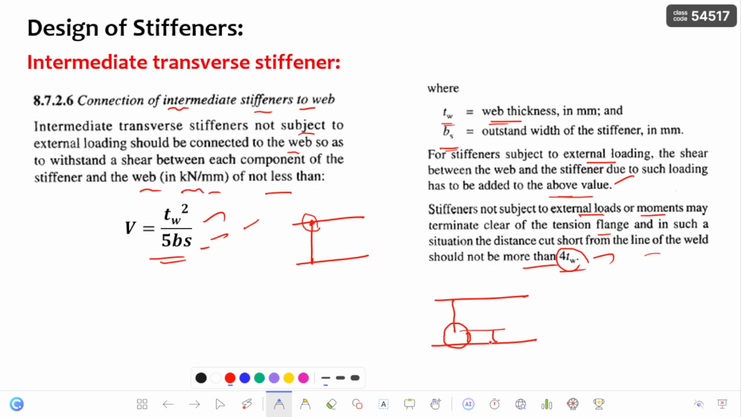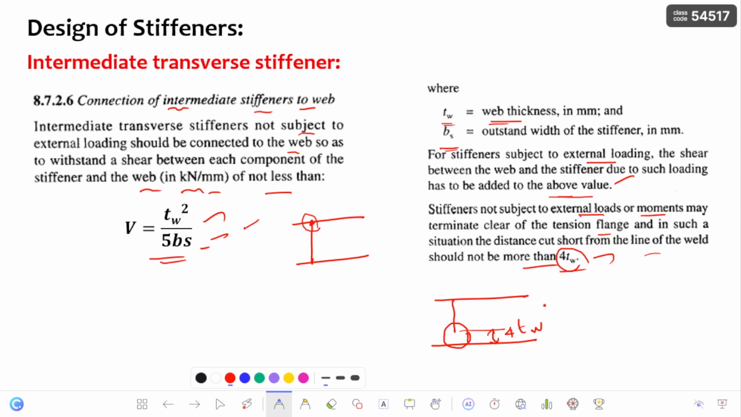So this gap you can provide at a maximum of 4 times the thickness of the web. Whenever this stiffener is not subjected to external loads or moments, you can provide a gap in between the stiffener and the tension flange of not more than 4 times the thickness of the web.